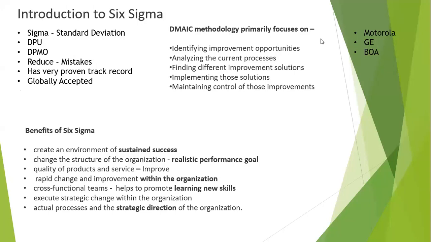The DMAIC methodology primarily focuses on identifying improvement opportunities. It's not asking you to continue whatever is happening; it identifies the improvement opportunity and analyzes the current process and what areas we can improve on. Once you identify that, you will implement it. Once it is implemented, we take control to check whether it is going well or not. That's the way we started working from the Six Sigma methodology.